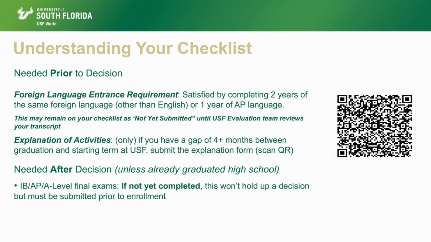Items needed after decision, unless already graduated from high school, include IB, AP, and A-level. Those items are not required to receive an admissions decision, but they must be submitted prior to your enrollment.